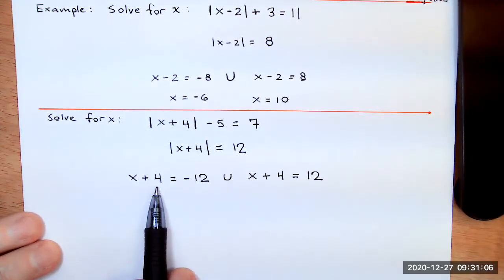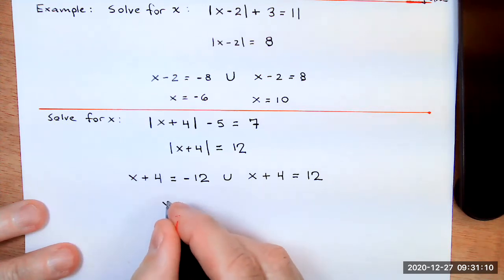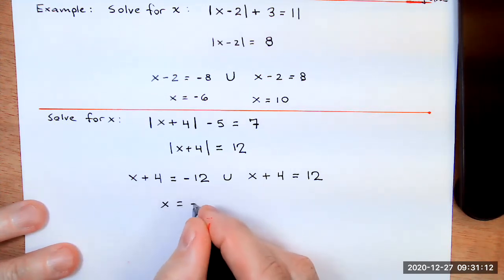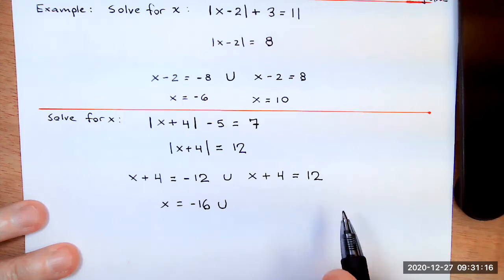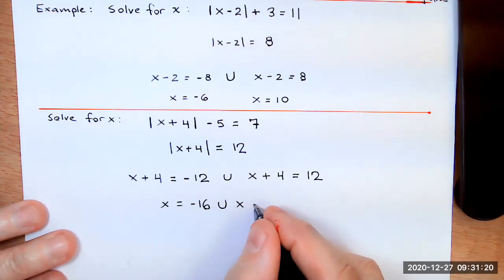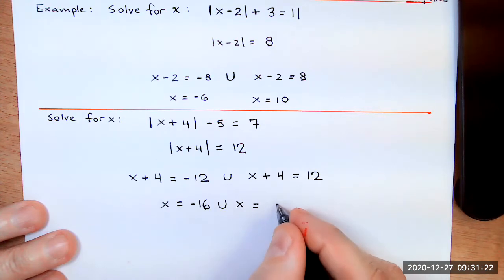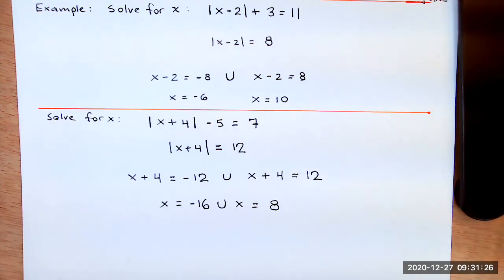So if x plus 4 is -12, we subtract 4 from both sides. If x plus 4 is equal to 12, subtract 4 from both sides. And that's it. Let's talk about what happens if the right-hand side is a negative number.